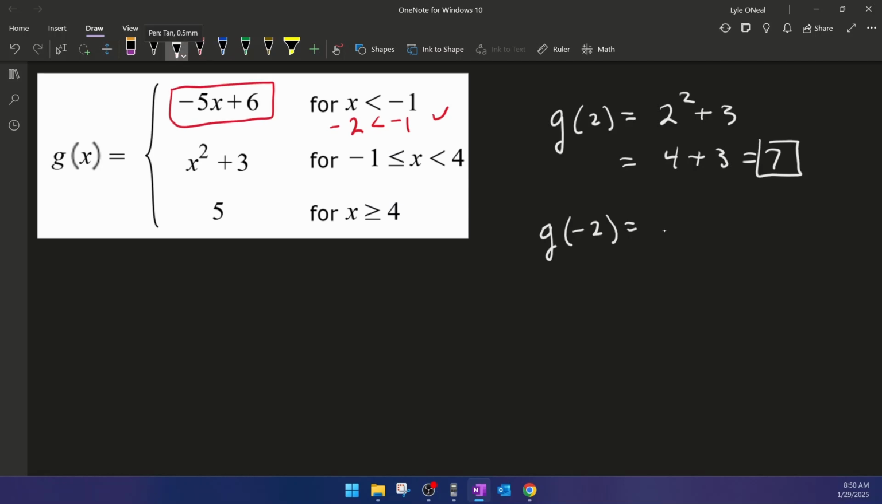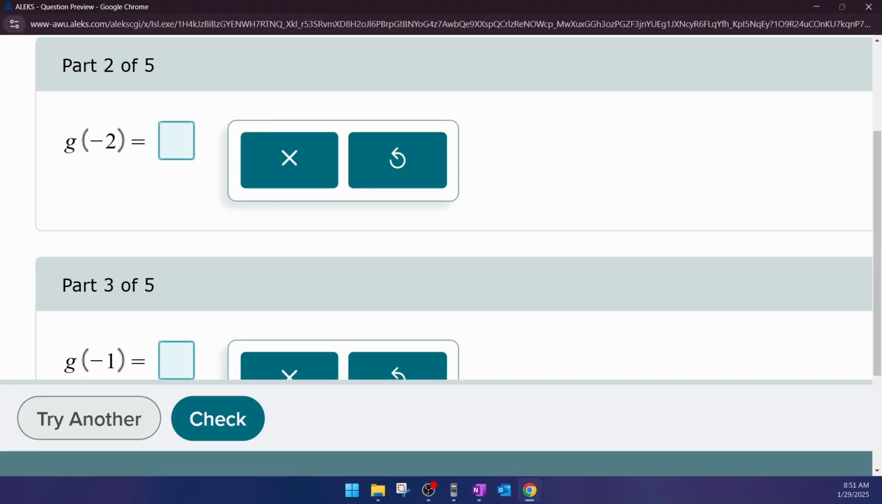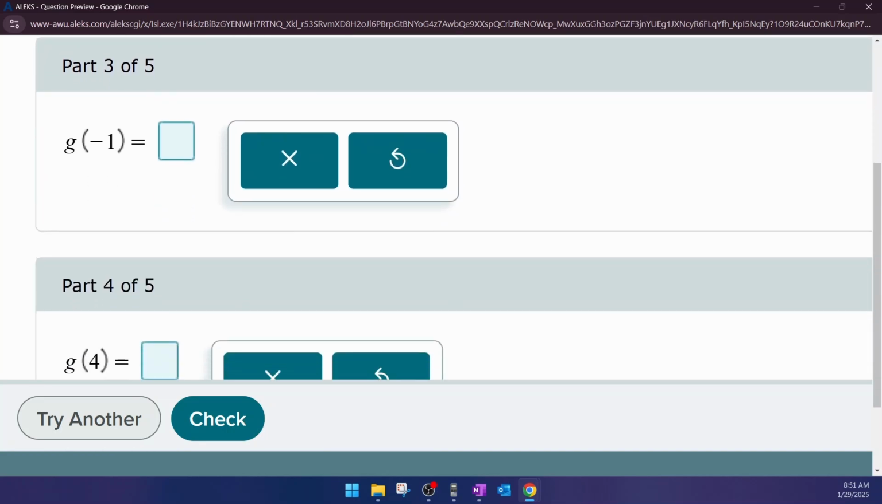So g of -2 will be -5 times -2 plus 6. You see I replaced x with -2, and then I need to work that out. So -5 times -2 is +10, plus 6 is 16, and that's going to be our answer for part 2, 16. Next, we need g of -1.